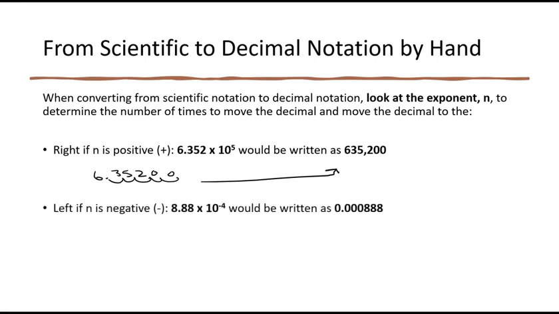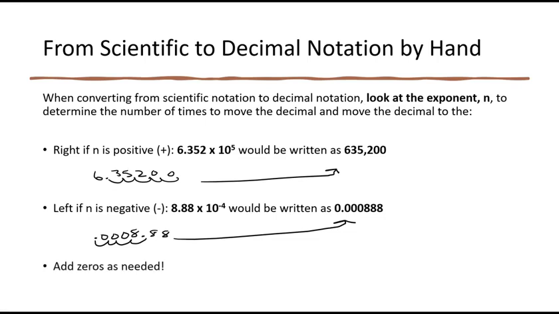We have to move the decimal to the left if n is negative. So 8.88 times 10 to the negative 4 will require us to move the decimal to the left 4 times. And we have to put in zeros each time we have a movement that does not have a number. So now we have our value 0.000888, which is the same as 8.88 times 10 to the negative 4. We need to add zeros. We saw that in both cases as needed.